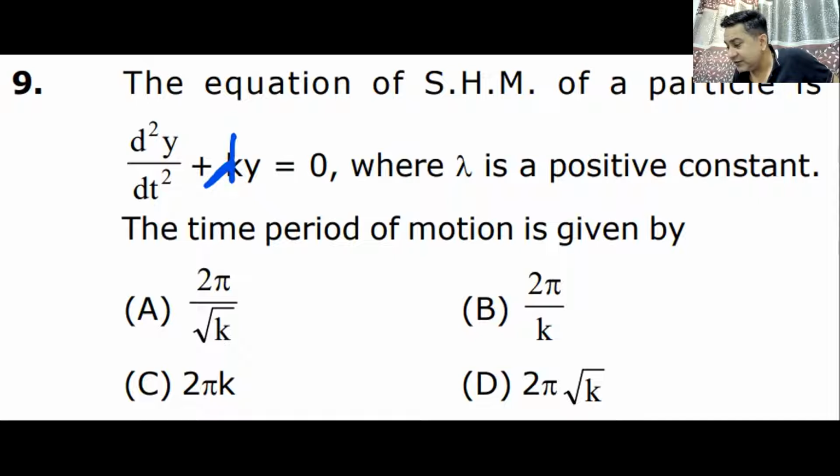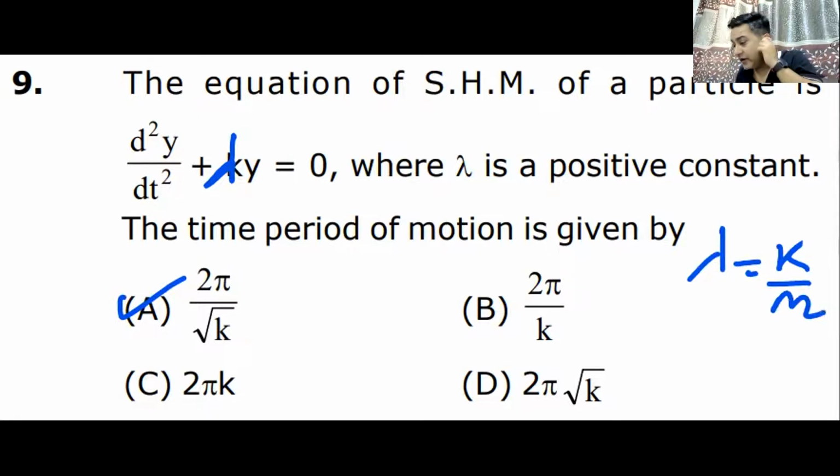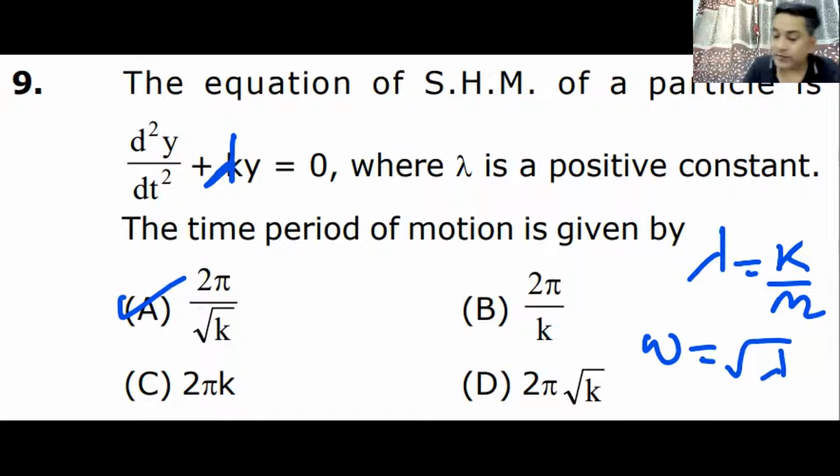Are you reading the answers and telling me the answers, or do you really know it? That is correct. Remember here, the value of lambda is k by m. So omega square becomes k by m, which is equal to lambda. So omega becomes root over lambda. Do we understand this? Yes or no? Time period is 2 pi by omega. Therefore, the answer is 2 pi by root lambda. Do we understand this? Yes, sir.